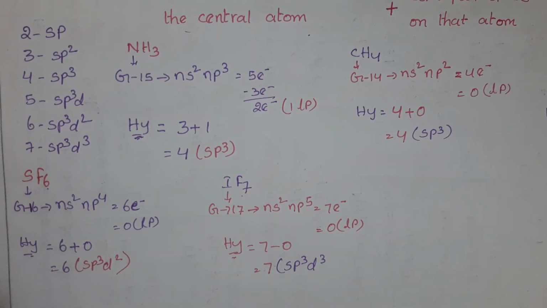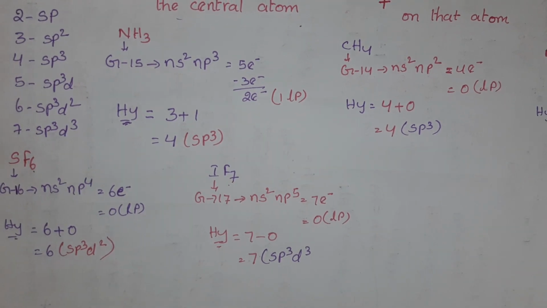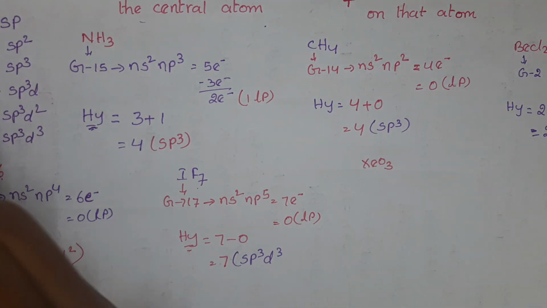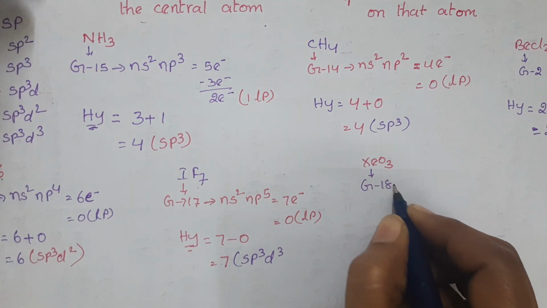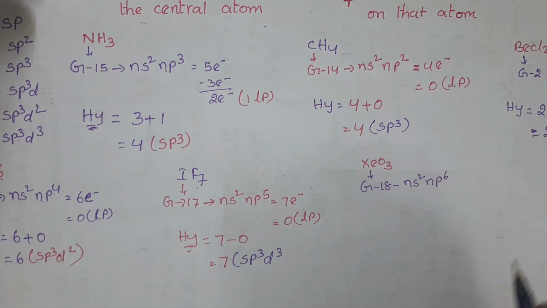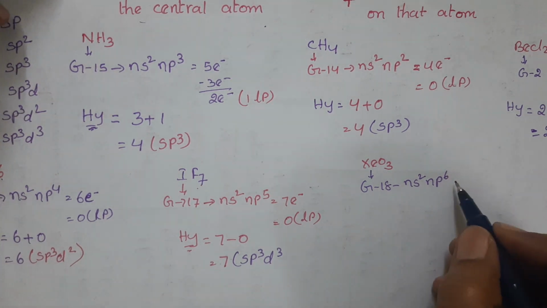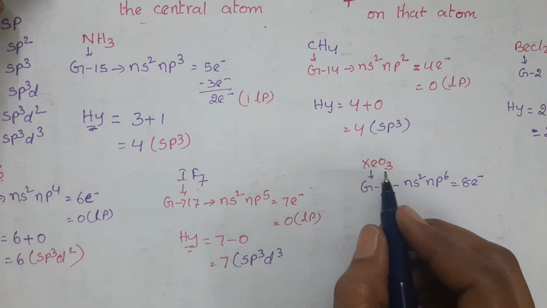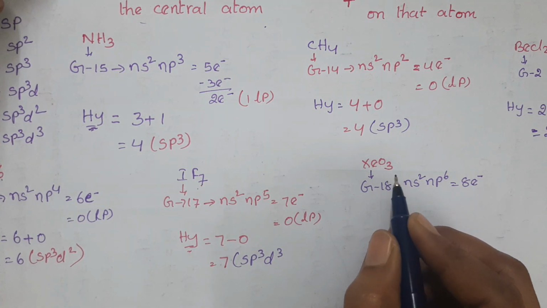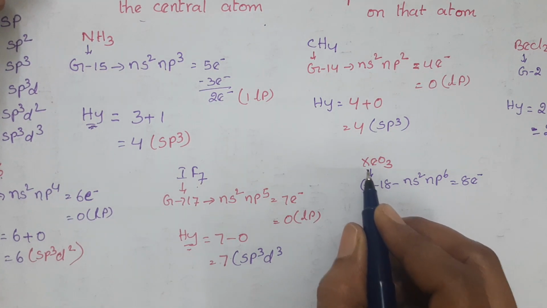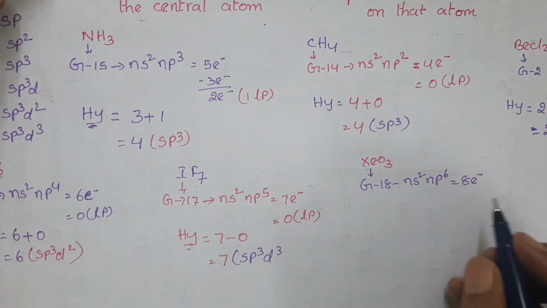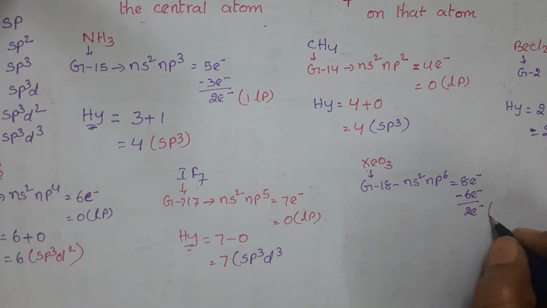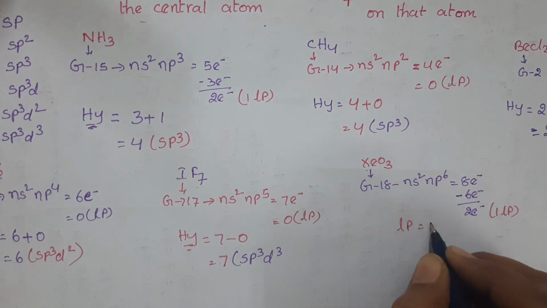Next, let us see how we can calculate hybridization if double bonds are present. We can follow the same rule. Take XeO3. Xenon belongs to the 18th group and its valence shell electronic configuration is ns2 np6, so the total is 8 valence electrons. Three bonds are present with 3 oxygen atoms, and each oxygen forms 2 bonds with xenon. So 3 times 2 is 6 electrons utilized. The remaining 2 electrons make 1 lone pair.